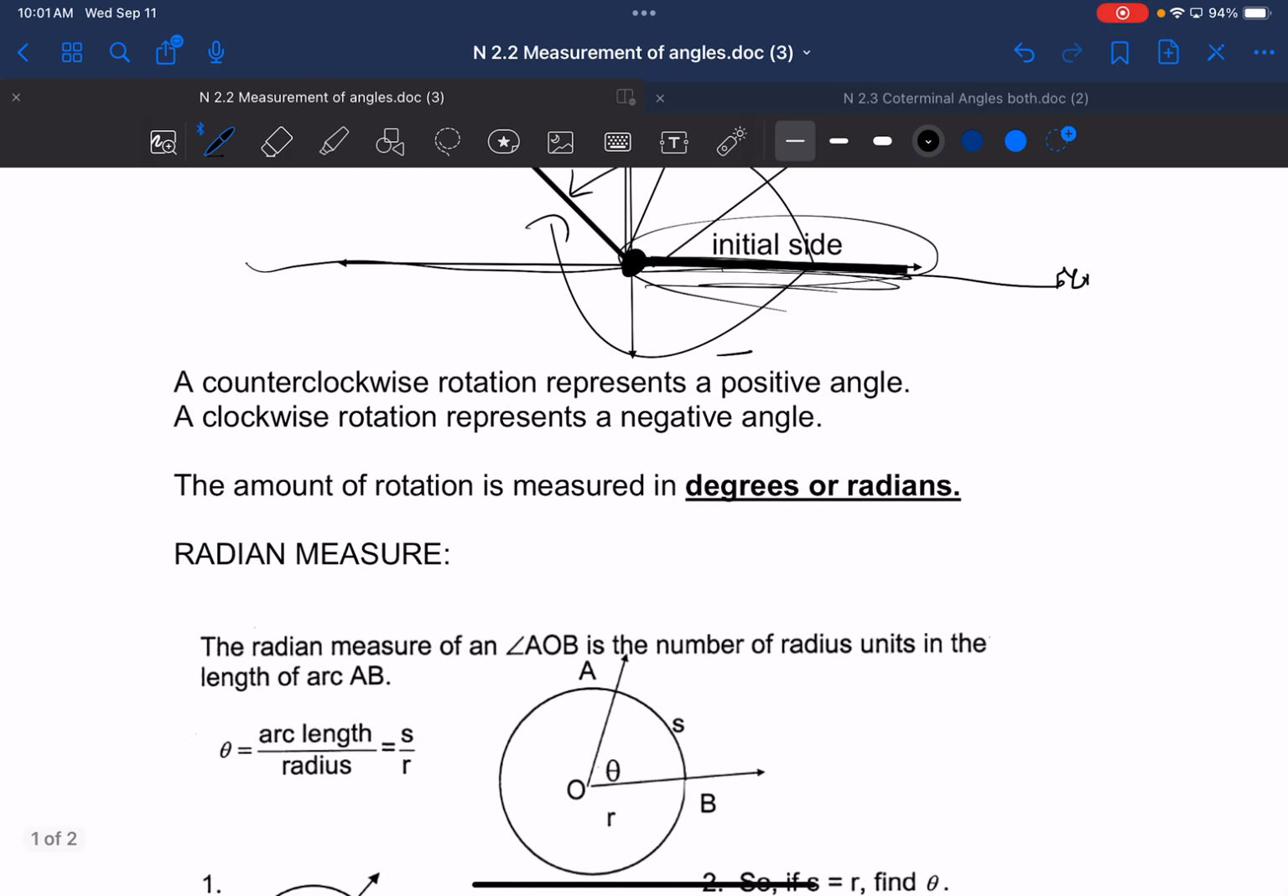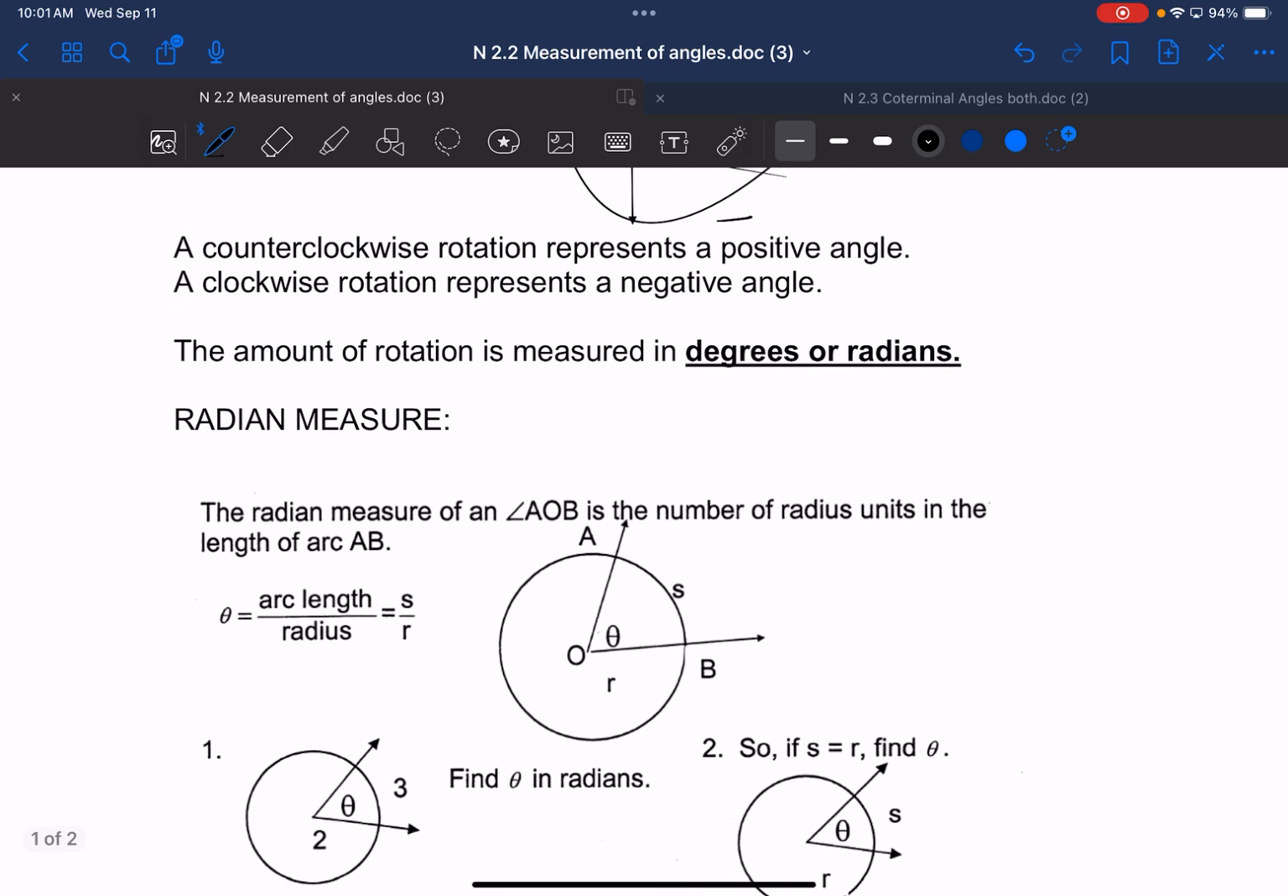That rotation is typically either measured in degrees or radians. So degrees is what you guys are super familiar with for an angle. Radians is what we're going to be talking about today, okay? And our radian measure is defined here below. It says that the radian measure of this angle AOB is the number of radius units in the length of the arc AB. So whenever I'm talking about an arc, I'm talking about this piece of the circle right here. So what we're doing is figuring out the number of radius units that are making up that length there.